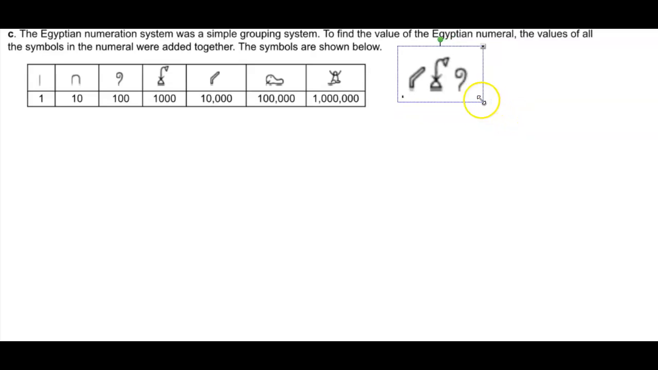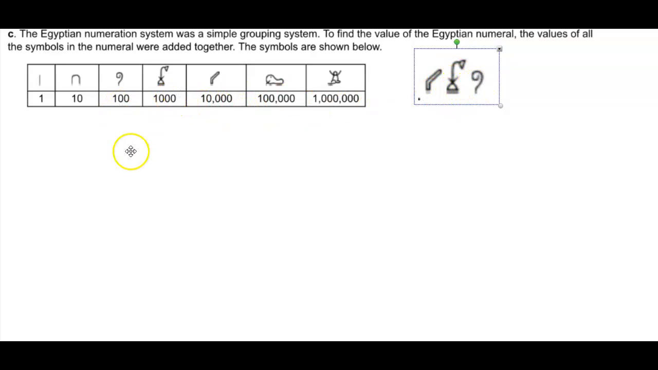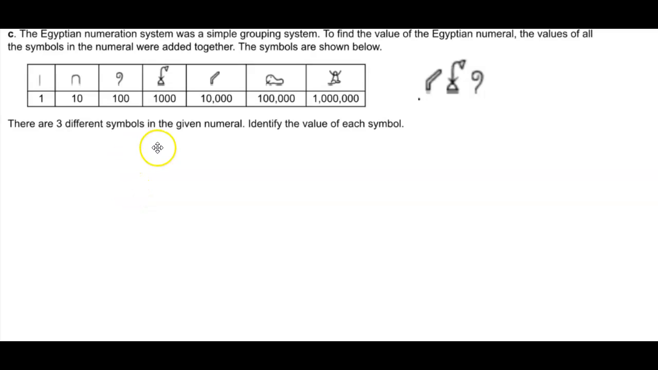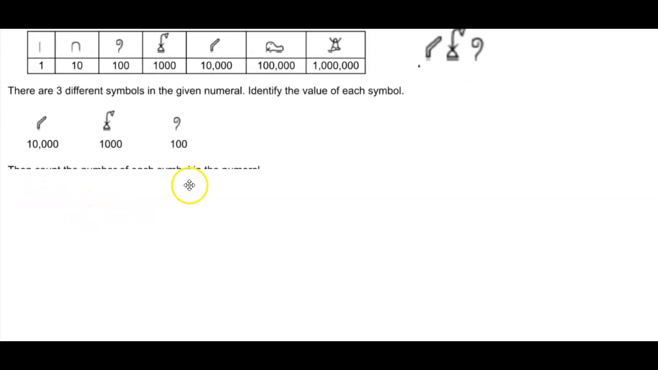This is part C. Okay, so remember this first one represents 10,000. This one here represents 1,000. And then that represents 100. So there are 3 different symbols in the given numeral, and we're identifying the value of each symbol. So again, there's 10,000, there's 1,000, and there's 100.